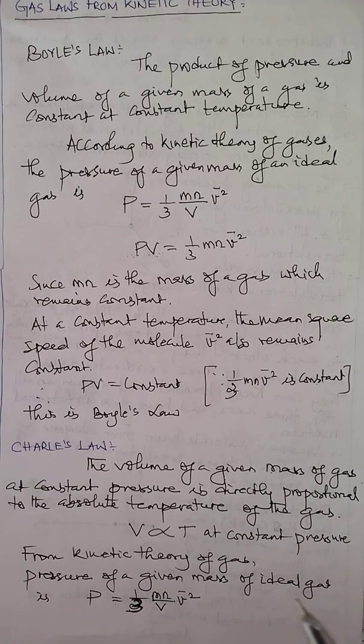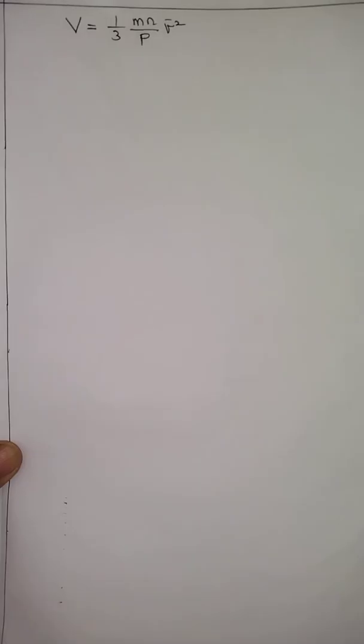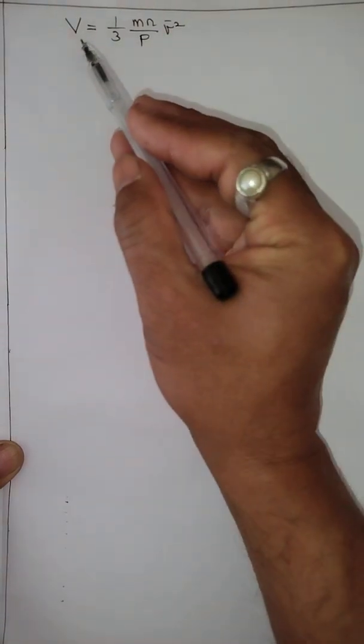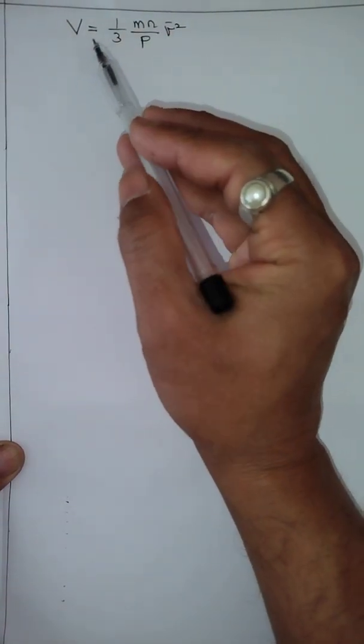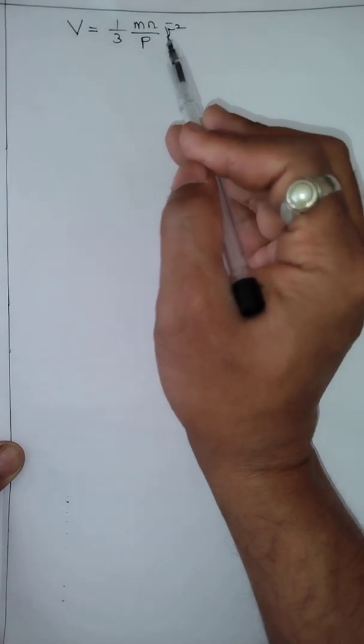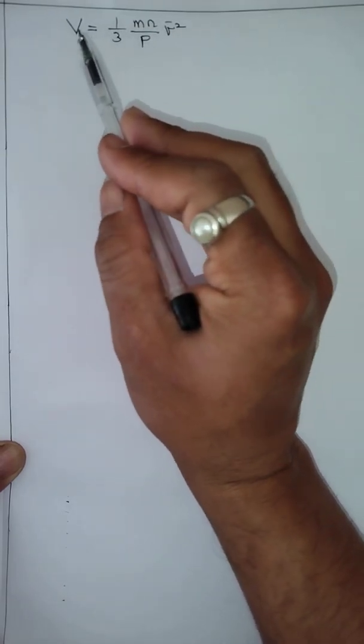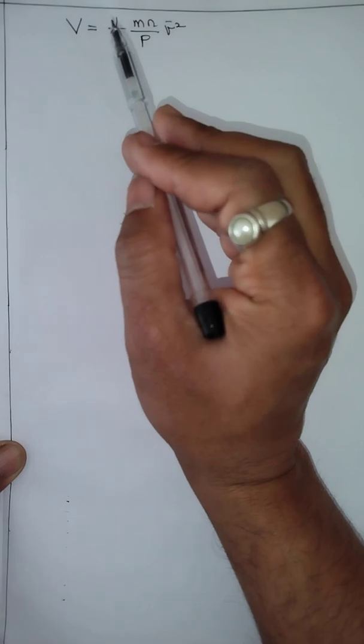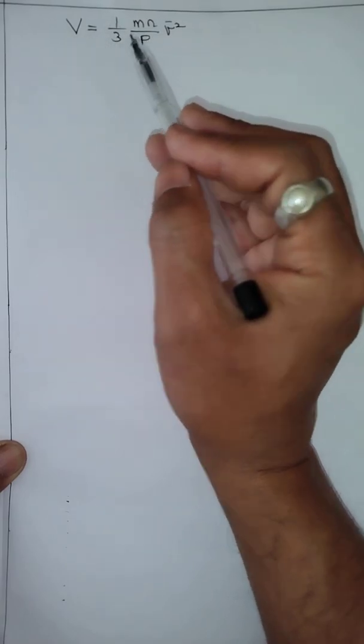Now from this relation we can verify Charles's law. In order to do that, I'll make V the subject. So children, V, the volume of a gas, can be written as V equals 1 by 3 Mn by P with the mean square speed. So I just interchanged P and V.